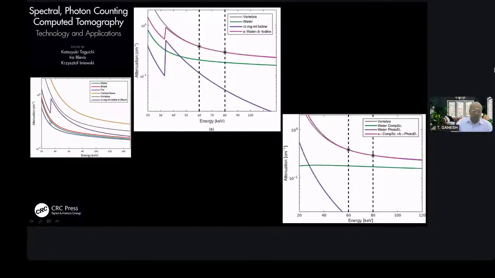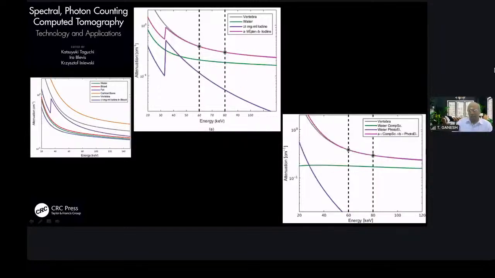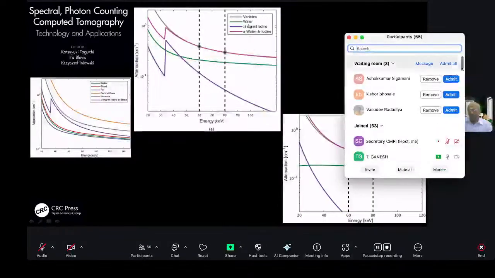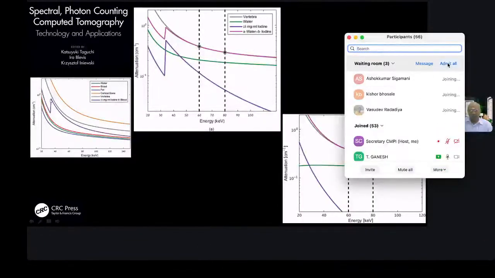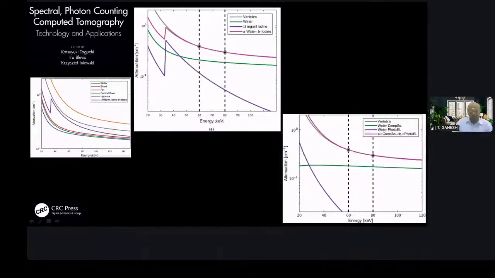So these are the unique attenuation curves of these different substances. Now look at this here. This violet is 15 milligram per ml iodine. This violet with the KH, that is this iodine. And this green one is the attenuation curve for water. Now here you can see this gray one, that is the vertebra.